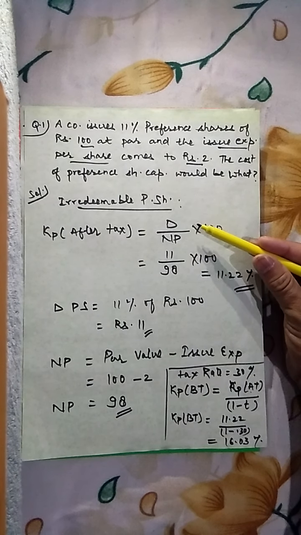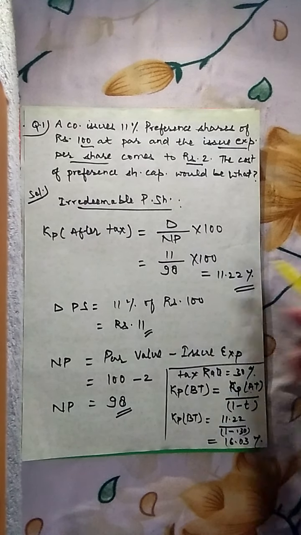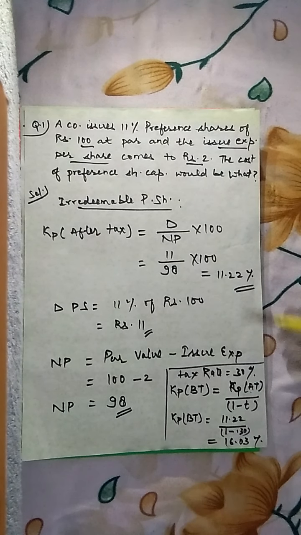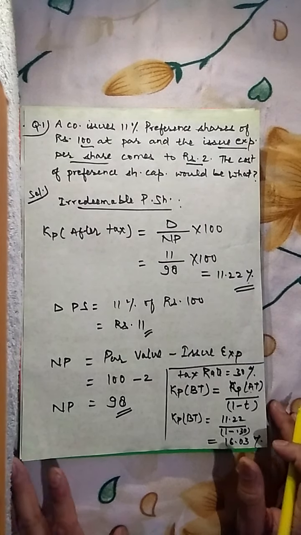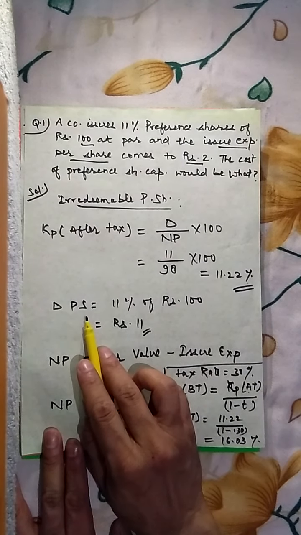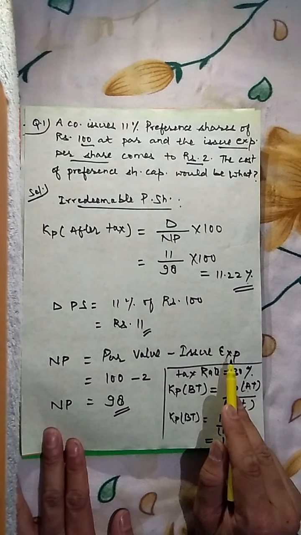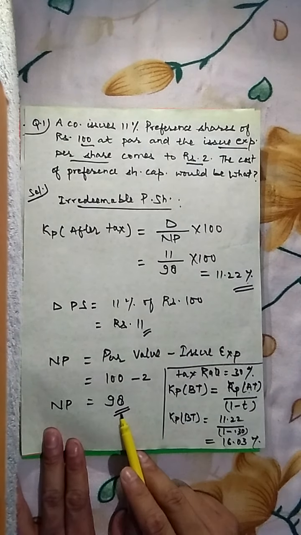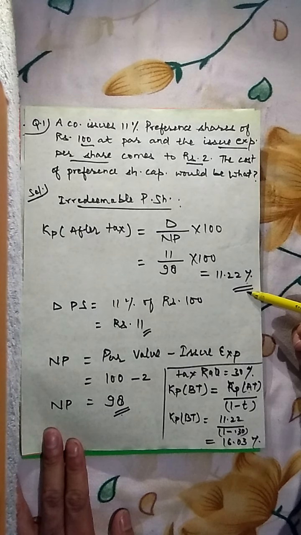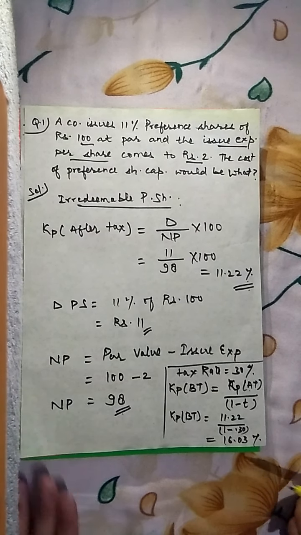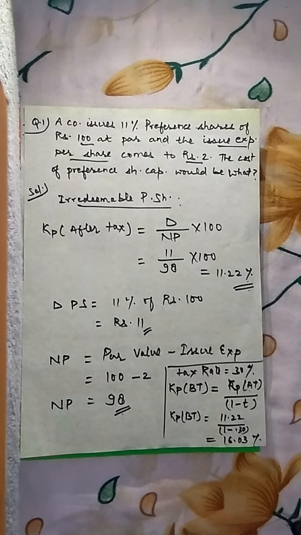So this is the way how we calculate the cost of preference shares for irredeemable preference shares. The formula is D upon Np into 100, and that is after tax cost. If we need to calculate before tax cost, then we divide this value by 1 minus tax rate. So I hope this is very much clear to you all. We calculated DPS from the given information, and similarly we deducted issue expenses from the par value to get net proceeds, which came to 98. Putting it in the formula, we got the after tax cost. Then we divided it by 1 minus tax rate, so in this way we can calculate the cost of preference shares before tax.